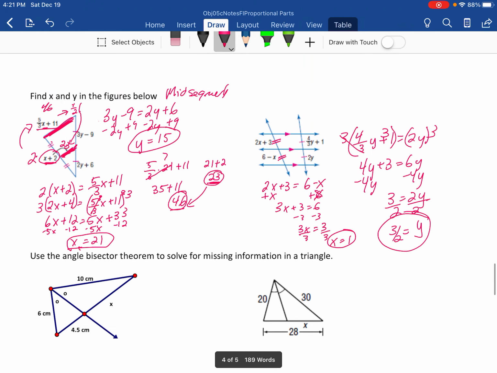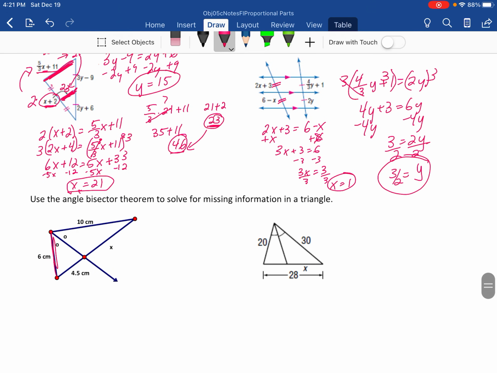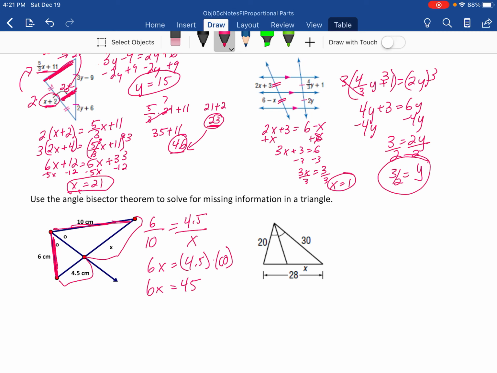So this is the angle bisector theorem. The angle bisector theorem says that one side of the angle bisector divided by the other side, so 6/10, is equal to 4.5 over x, this part over this part. So I cross multiply. It's going to be 6x equals 4.5 times 10. 6x is equal to 45, and so x has to be 7.5. And we'll write centimeters because there's a unit there.